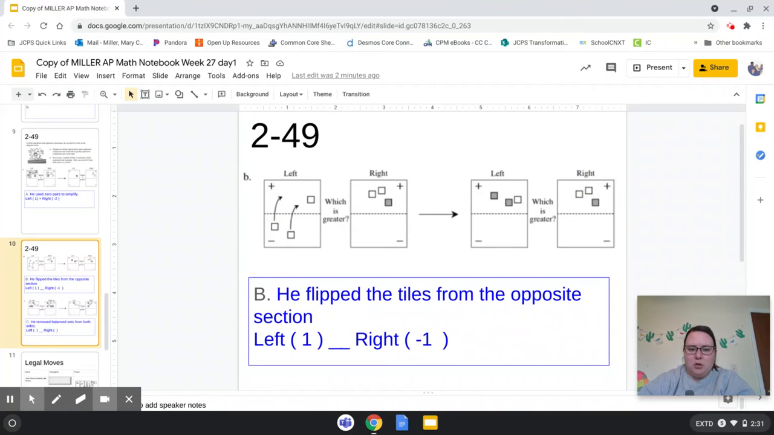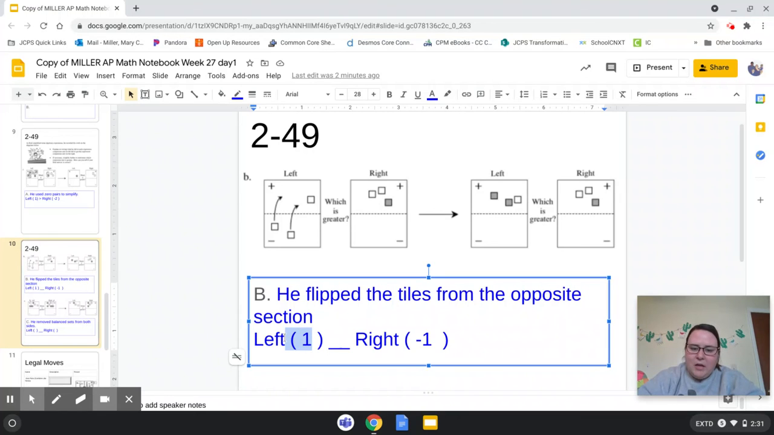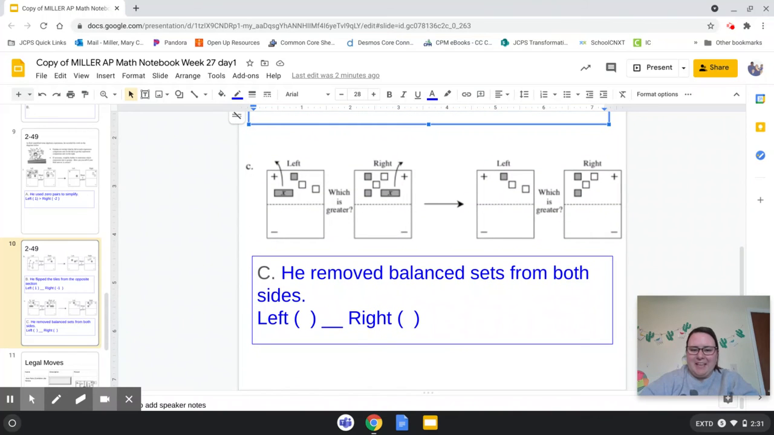Then we continue with over on the left side, we see these down at the bottom flipped up to the top and then simplified. But be careful here, because even after we do that flipping, we still have zero pairs to cancel. So the left is actually worth 1 and the right is worth -1. So which is greater? That's your job to fill it in. He flipped the tiles from the opposite section and then did zero pairs to simplify. Okay? Part C.